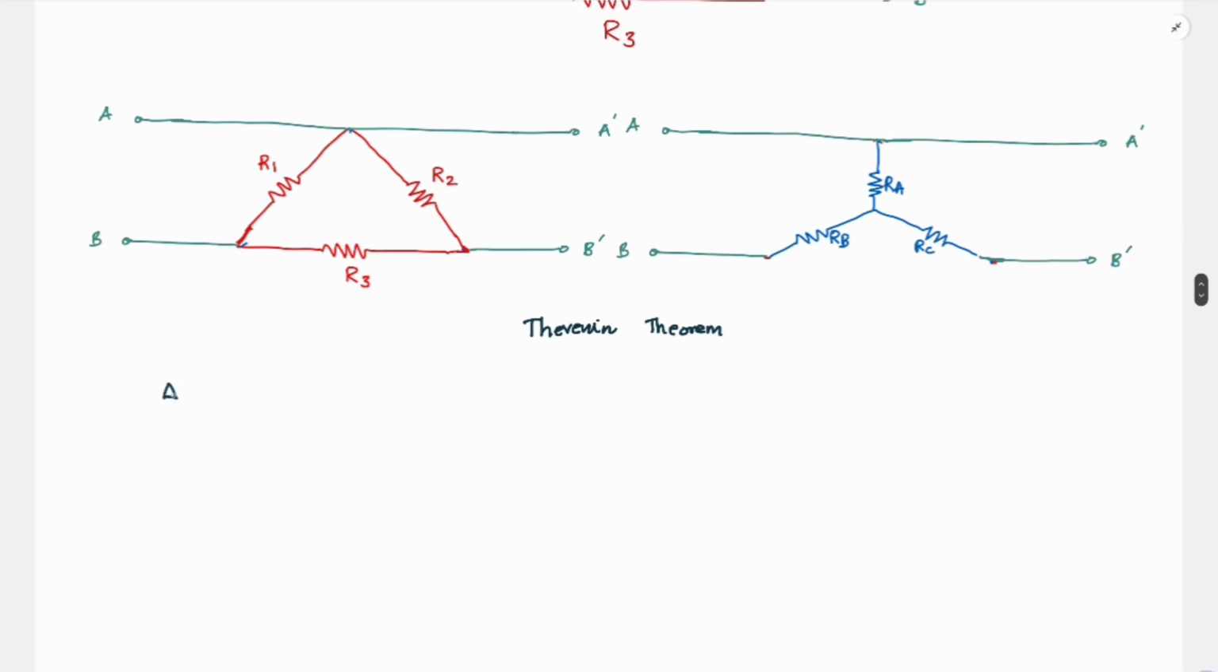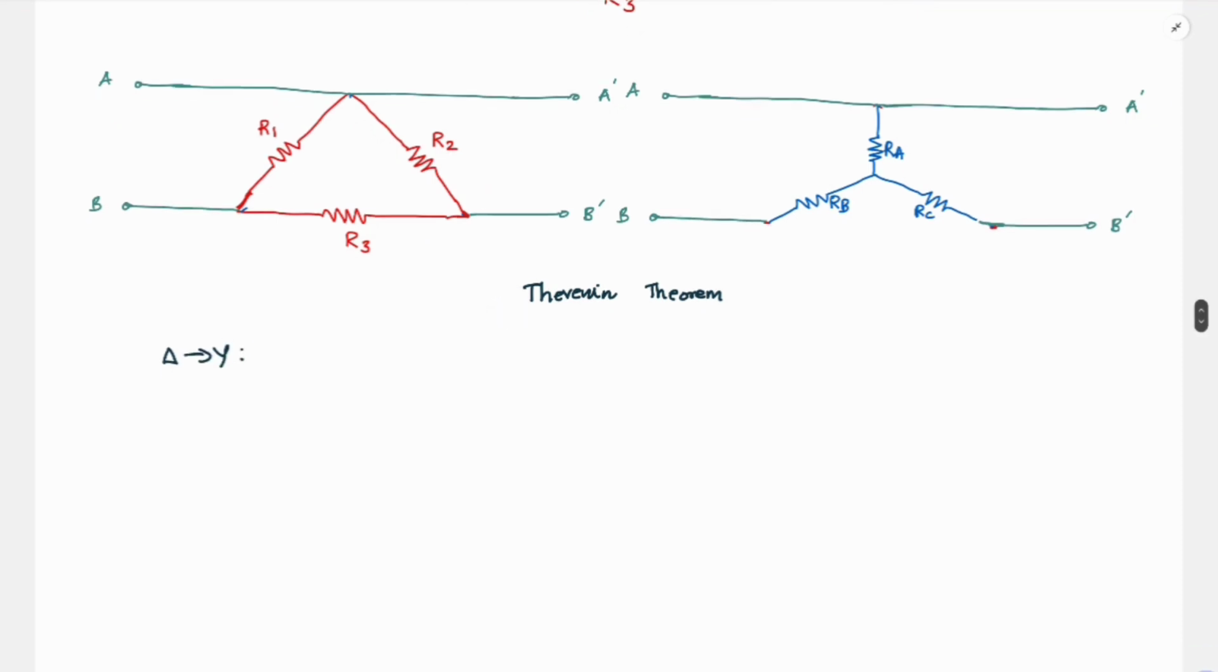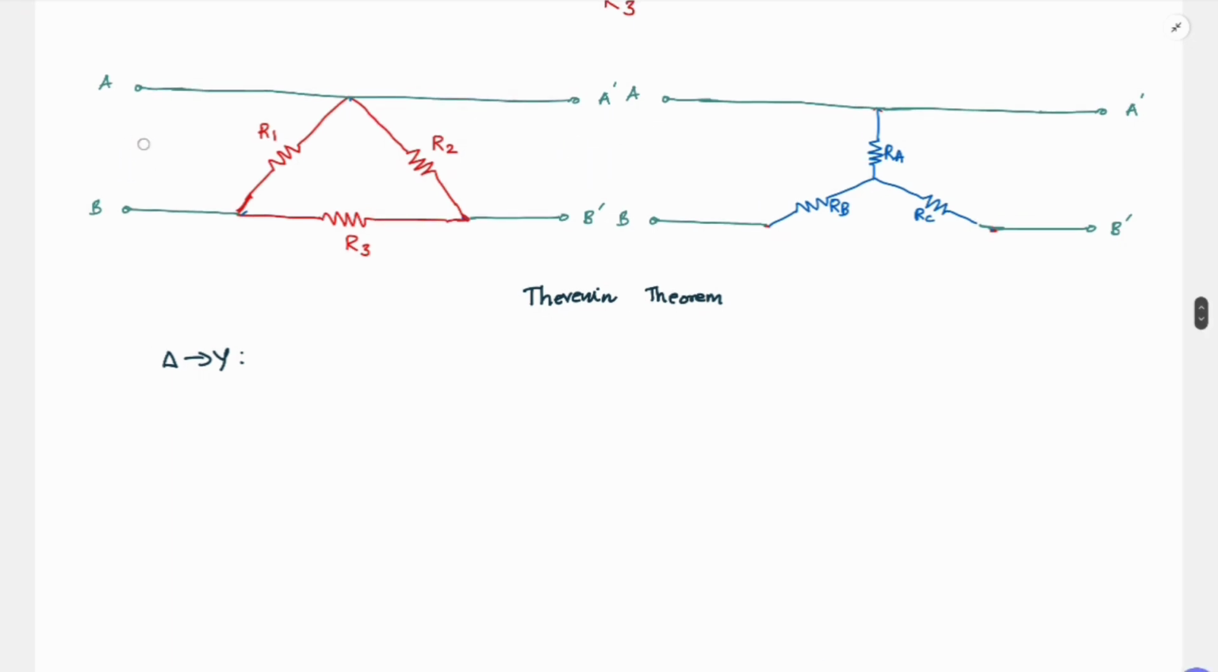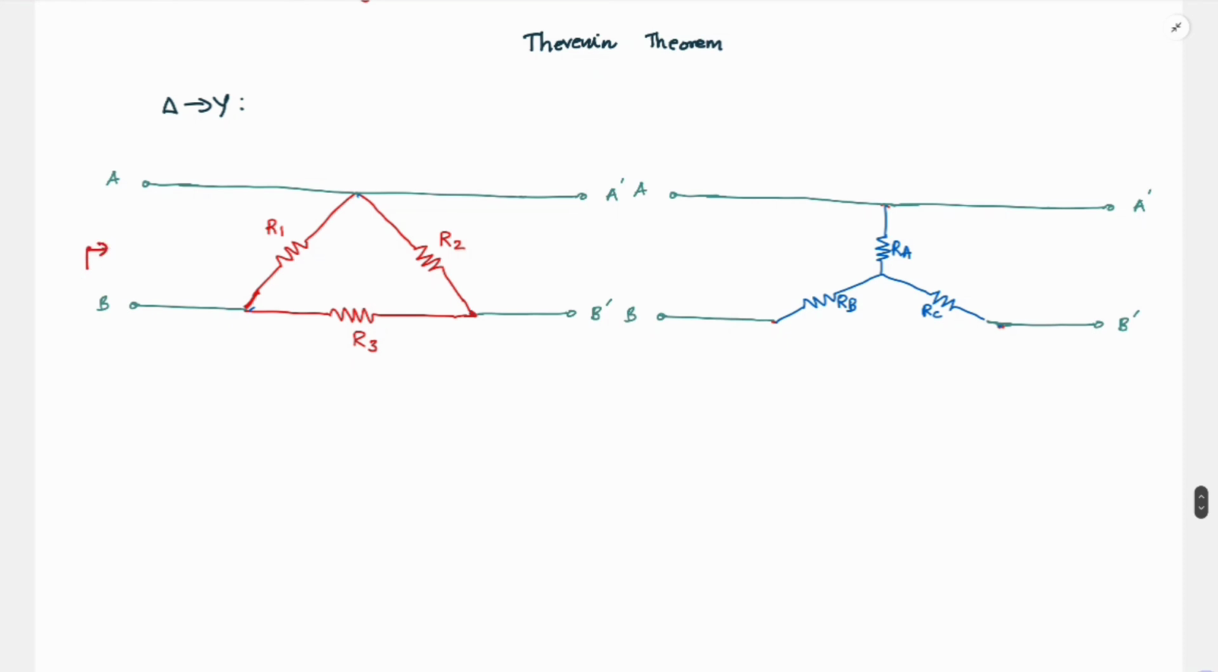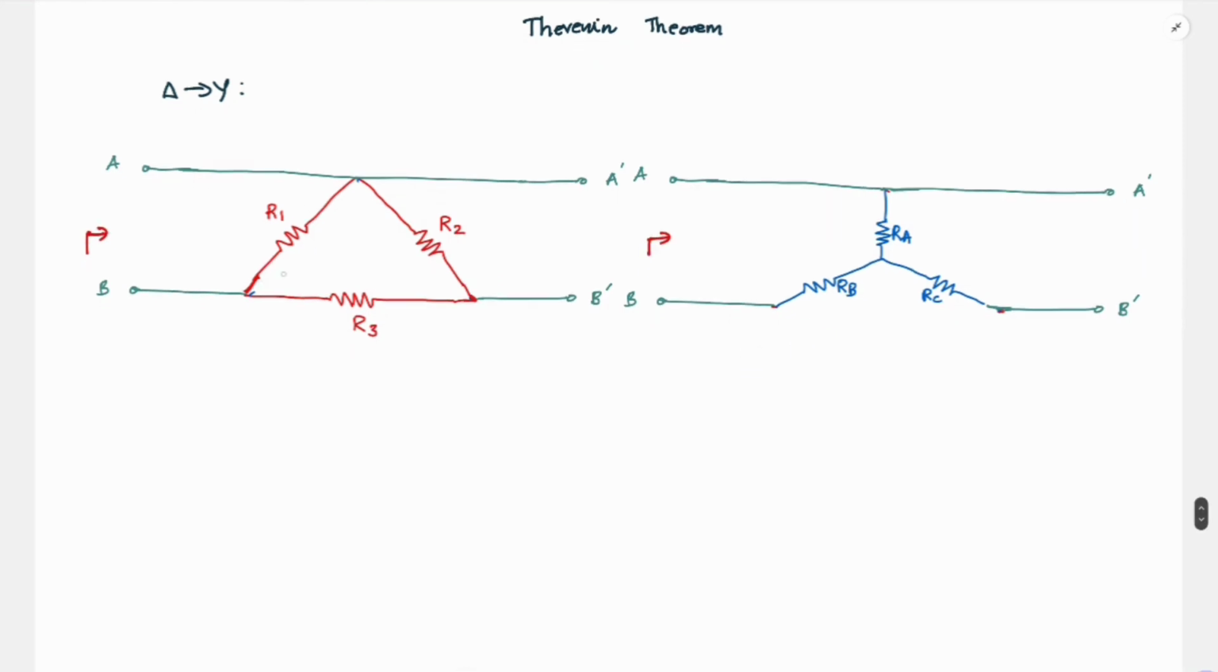To go from delta to y, we are going to look at the impedance from input and output for both structures. Since they are equivalent, they should be equal. Let us take the input impedance. These both should be equal. So what is it here? It is R1 in parallel with R2 plus R3.